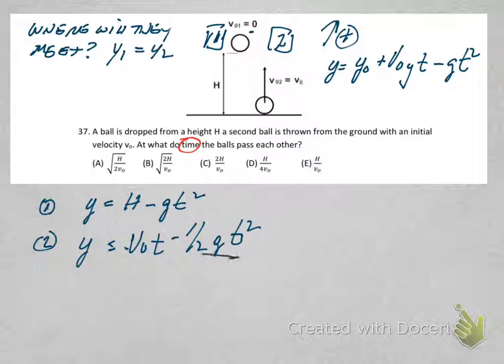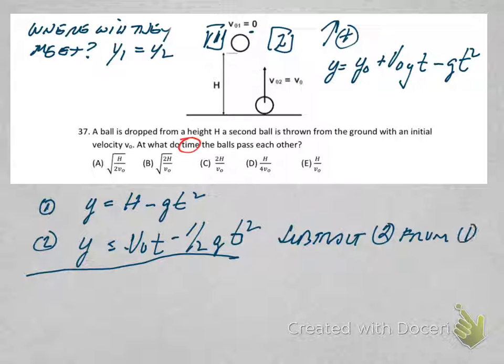Right? So what we need to do now to get that is subtract equation 2 from equation 1. And what we're going to get is 0 equals h minus v naught t. And if we solve for t, it's going to equal h over v naught, which is the time.